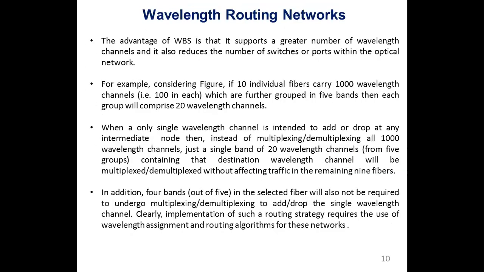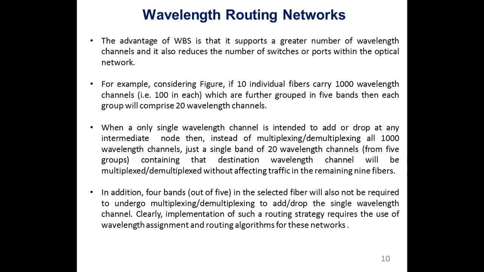So, what is the advantage of this waveband switching? It supports a larger number of wavelength channels. It will also reduce the number of switches or ports within the optical network. So, if you consider the figure, if we have 10 individual fibers which can carry, let's say, 1,000 wavelength channels, and each of them will have 100 in them, this can further be grouped into 5 bands, and then each will comprise 20 wavelengths. So you can keep splitting these channels into a smaller number of channels and group them, and then transmit them. And this will help us reduce the complexity.